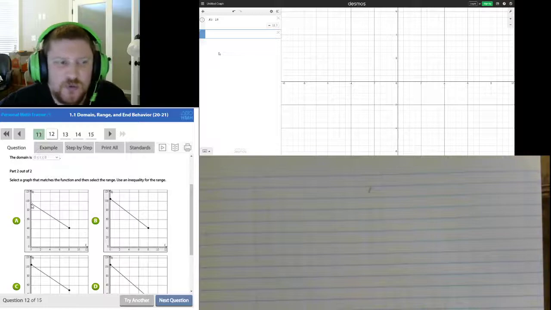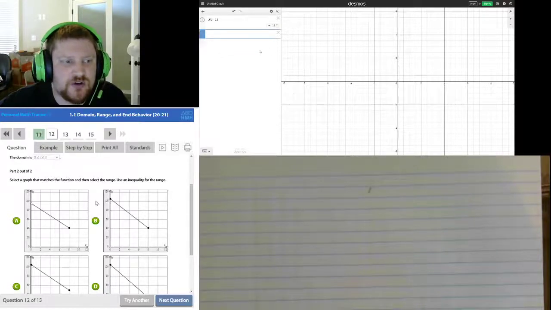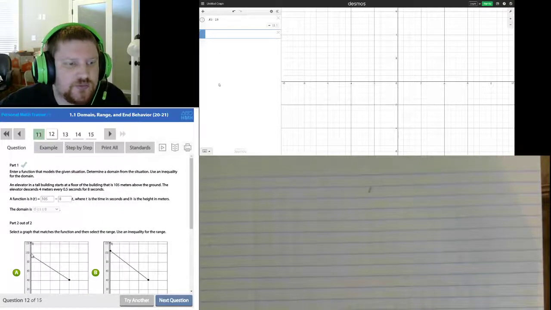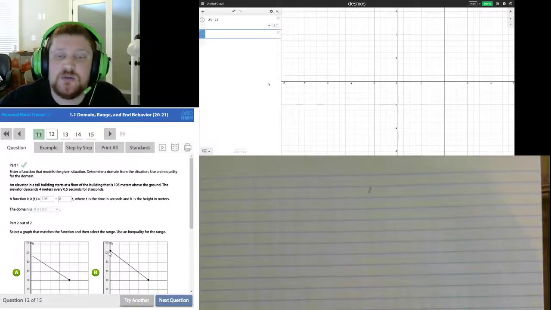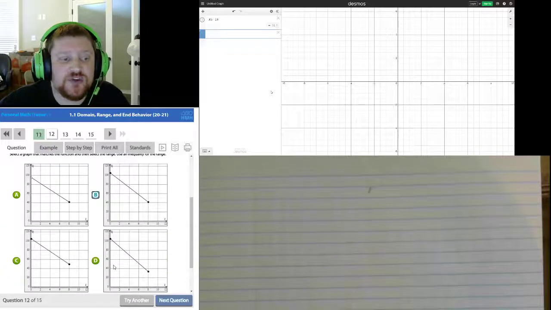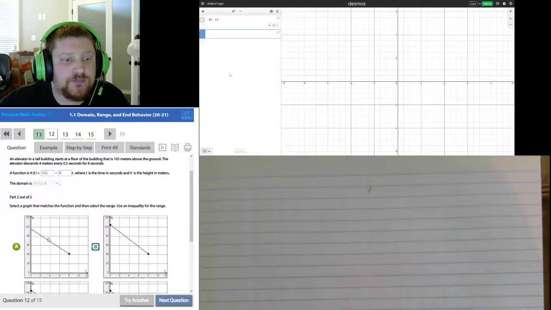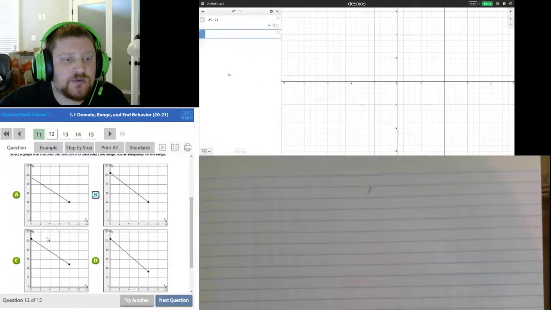This one has an open circle though. This one has a closed circle. This one also starts below 100, and we know that we're starting at 105. This one starts above 100. So we actually could have done this with just the starting point. Well, the first half of it we could have. So we would have been able to eliminate this one.